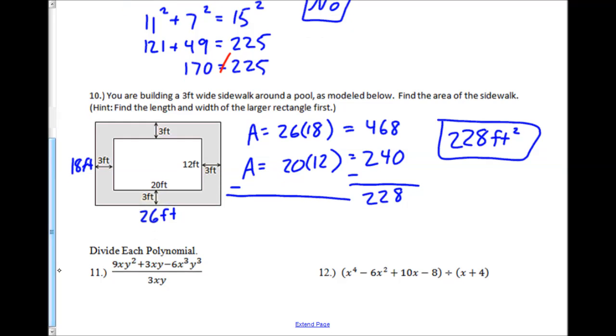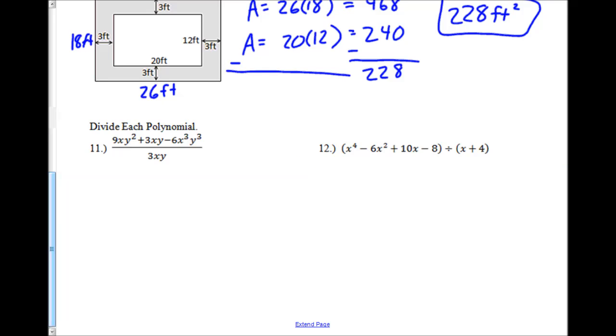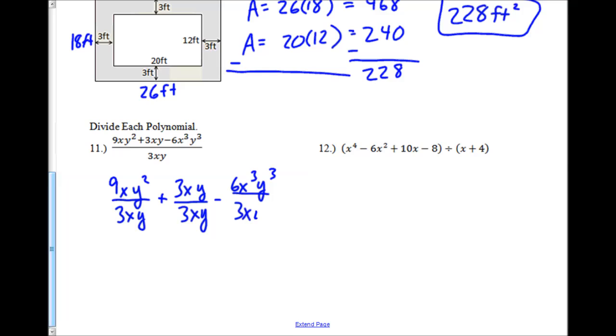If I look at the next one, I'm dividing each of these. This first one, I've got a polynomial divided by a monomial. And remember, for that, I'm just going to use my distributive property. In other words, I take the first term and I divide it by the 3xy. And then I take the next term and I divide it by the 3xy. And then I take the last term and I divide it by the 3xy. So I'm just dividing each piece. And you don't have to write it out like this, but just to show you that's what I'm doing.